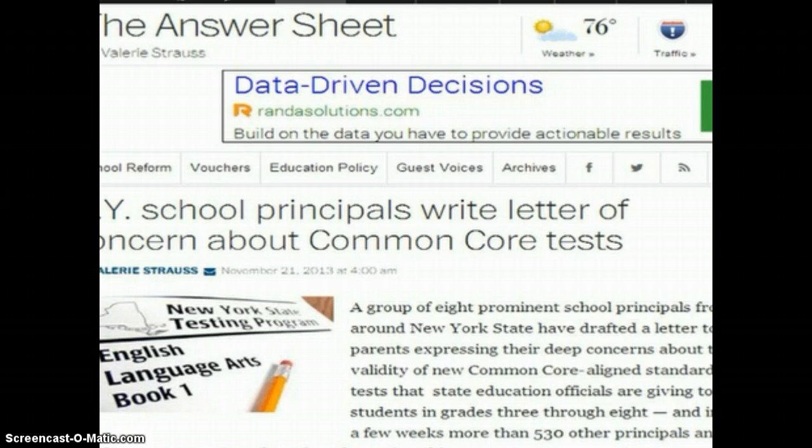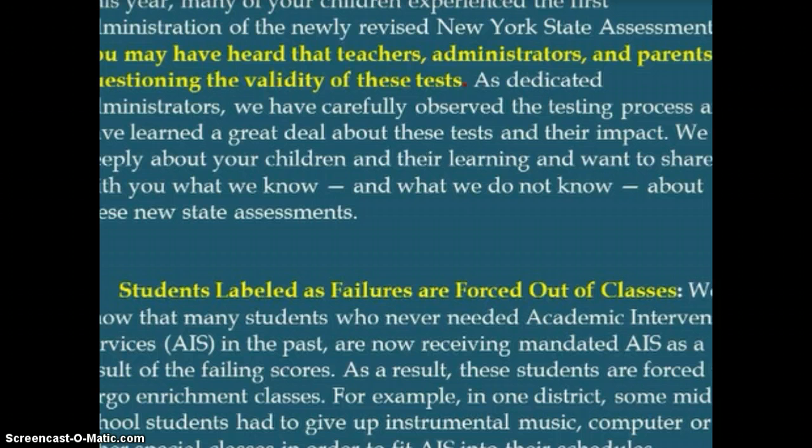When the Common Core tests were given in the state of New York, principals actually wrote a letter about it, and the letter was written about and then quoted in the Washington Post. What did they say? They said that they had questions about the validity of the tests, and one of the reasons was that students who were labeled as failures in these tests were being forced out of classes. The principal said, we know many students who have never needed academic intervention before, they're now being mandated to go into remedial classes because they're getting failing scores in these Common Core math tests. Therefore, they have to give up other classes, maybe music or computer or other special classes, in order to fit remediation into their schedules. Now, if the child actually needed remediation in math, that would be one thing.